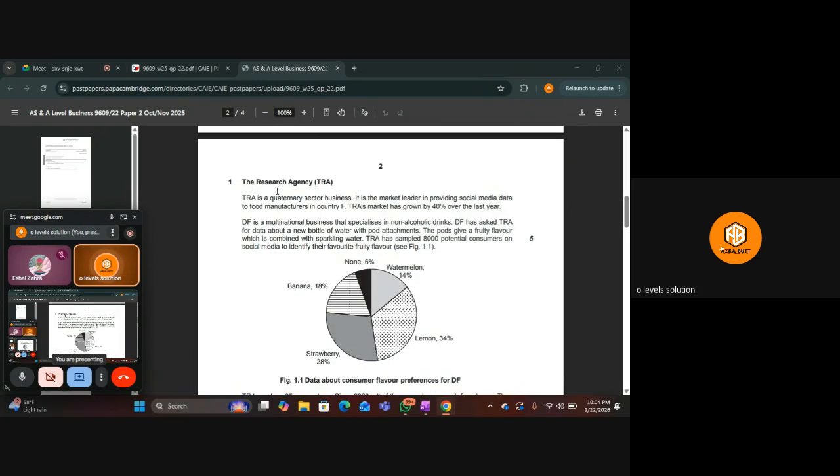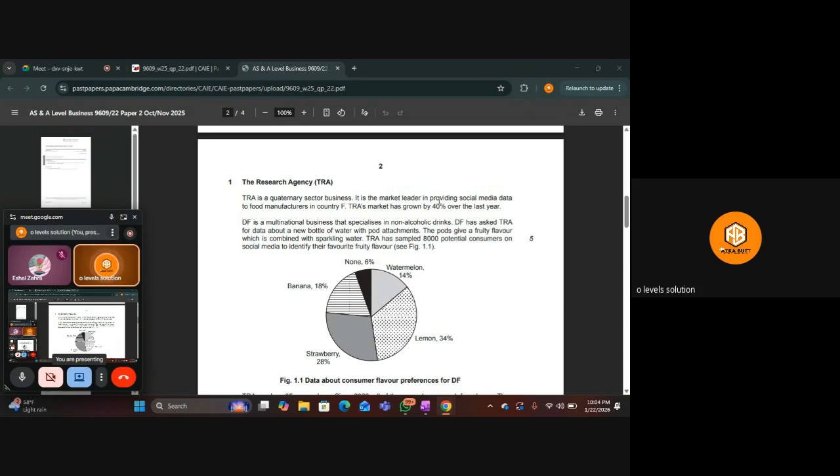So, first of all, let's see the case study. Its business name is the Research Agency, TRA. TRA is a quaternary sector business, which means that they provide services to other businesses. Different businesses take research facilities from other research companies, so these research agencies conduct research for other businesses and provide them the information according to whatever they have asked them to search.